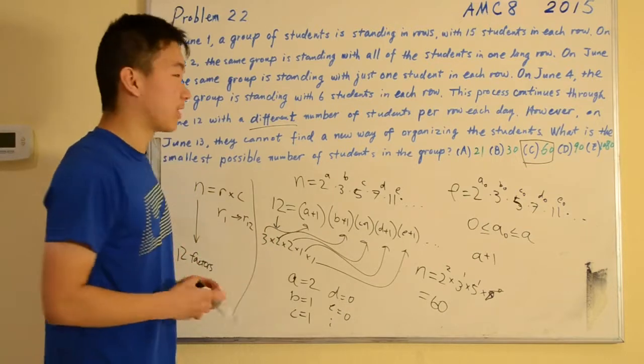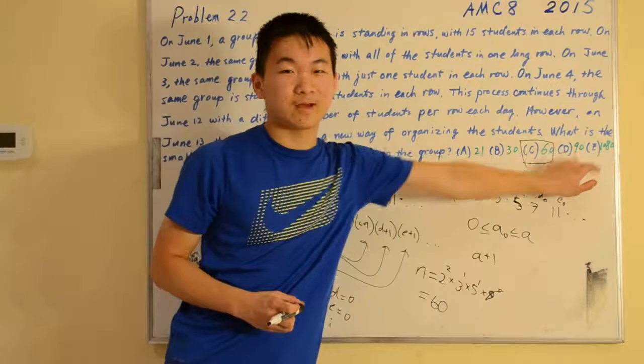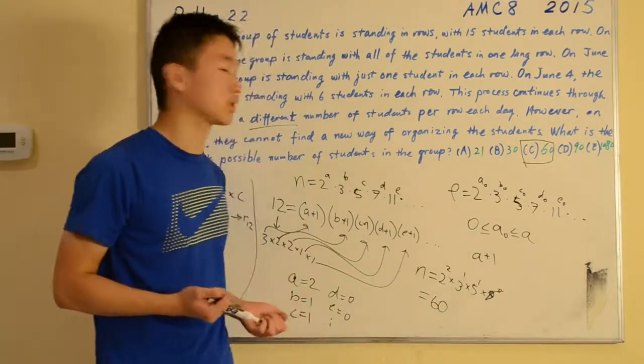There's an easier way to do this problem. You could have simply guessed and checked with each of these values, just counted the number of factors, and that would have probably given you the answer much quicker.